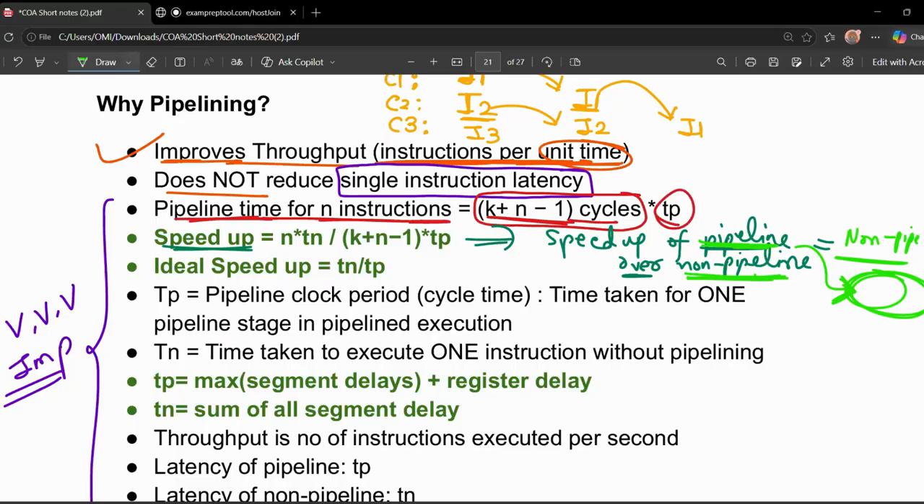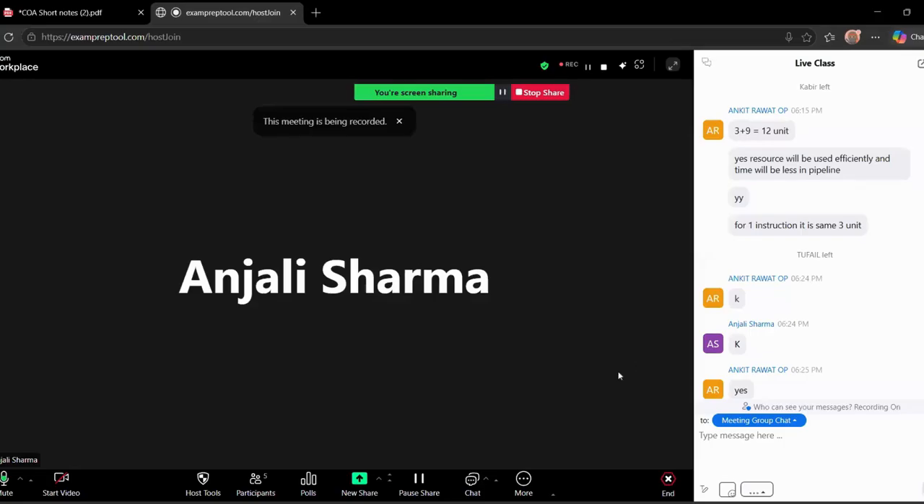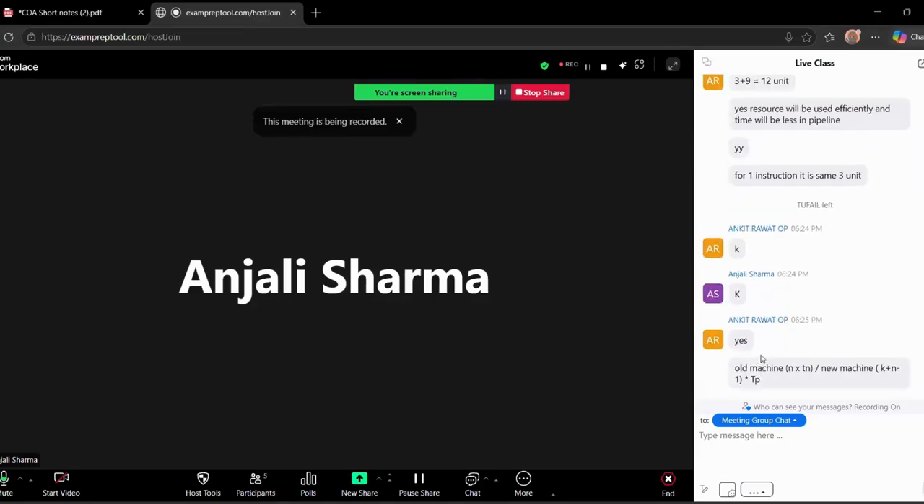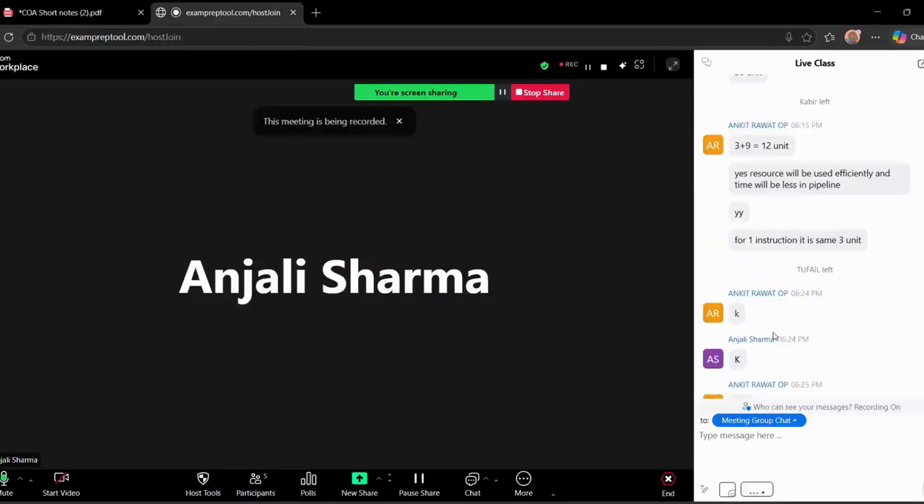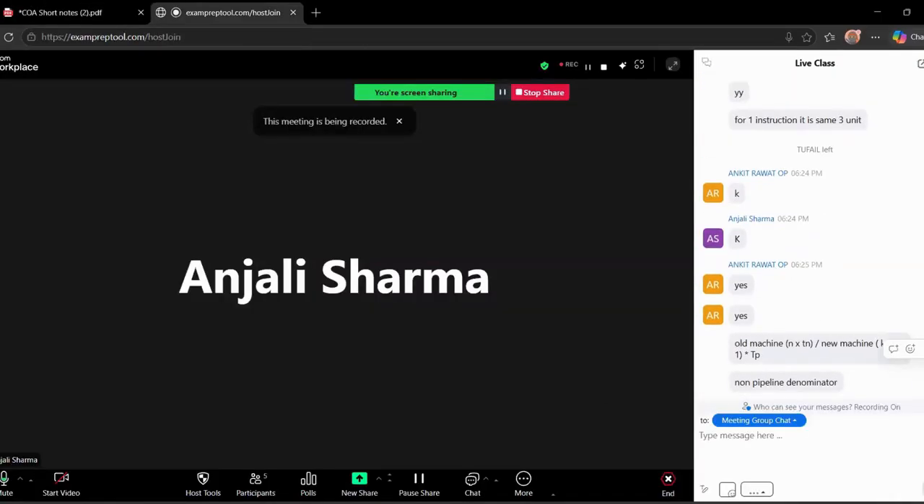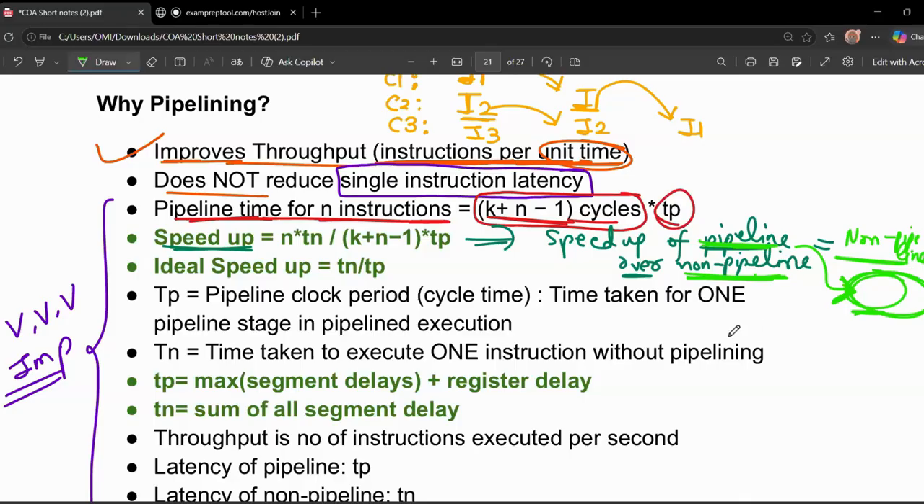Please be careful, because there are many PYQs on this. Let's say in GATE 2027 they ask the speed up of non-pipeline over pipeline. If they ask the reverse, then the non-pipeline term will come in the numerator and the pipeline term in the denominator. So please take care of this. That's what we have written here.